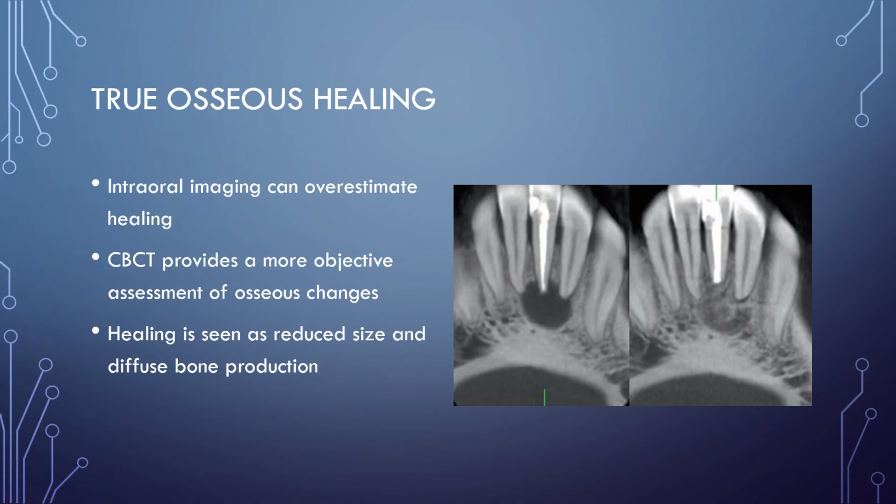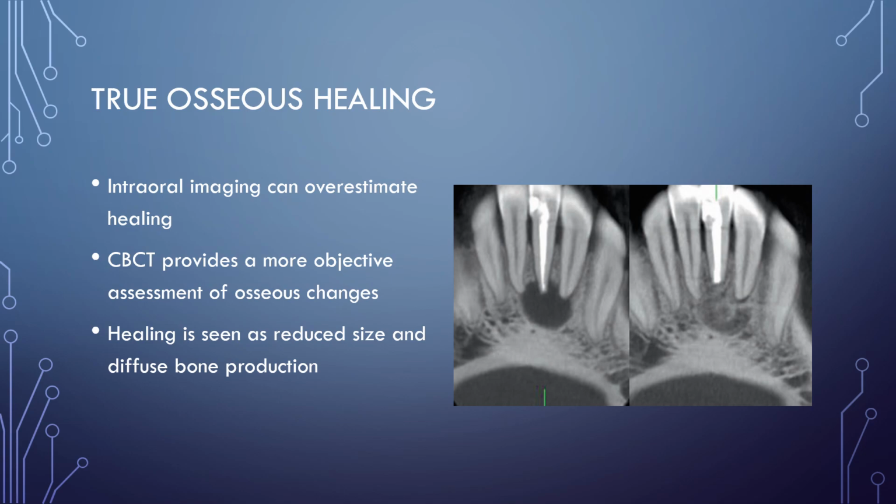A periapical lesion may appear to have completely resolved on a standard radiograph simply because the dense buccal and lingual cortical plates of bone have remineralized, even if a significant radiolucent defect still actively exists hidden within the cancellous bone. To get a more objective assessment of osseous changes, you must read the CBCT volume.